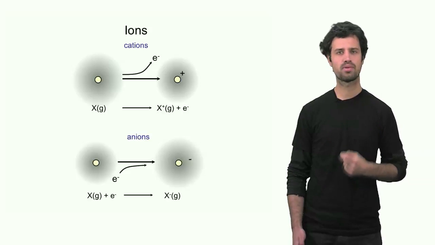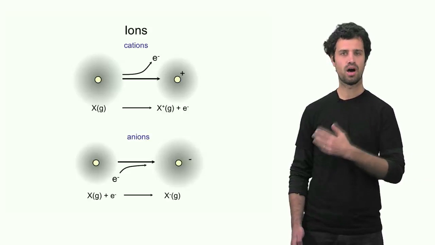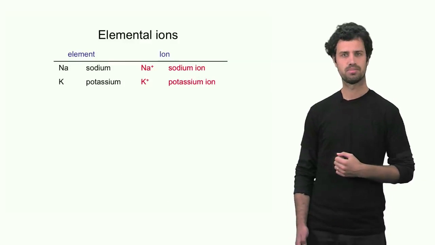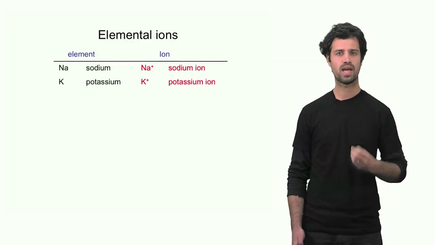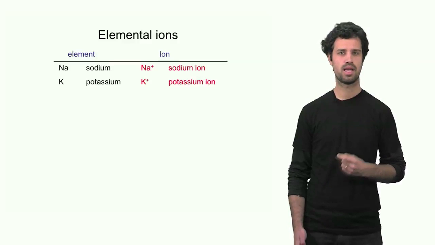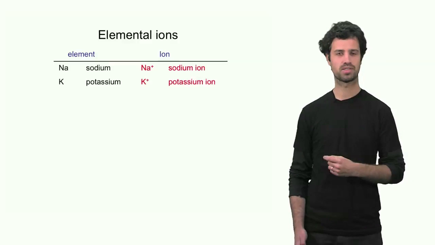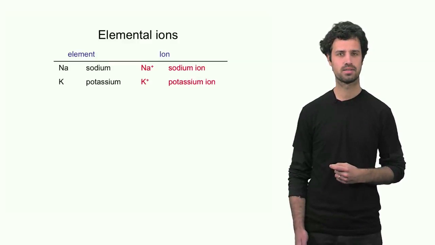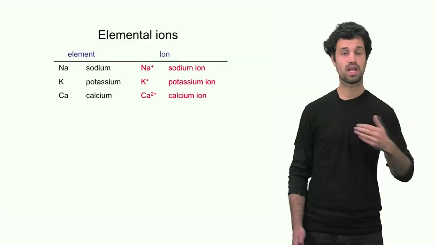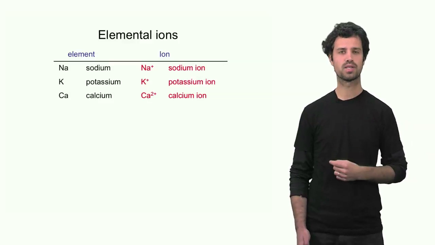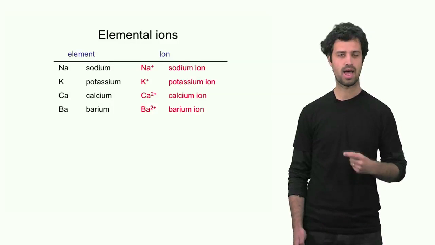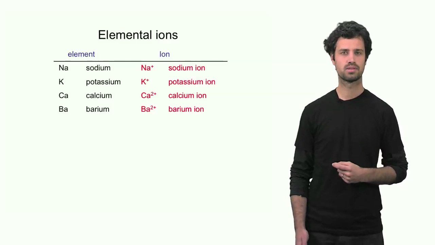Now, what is the most stable form, the ionic form of elements? Let's look at sodium and potassium. The most stable form of the ionic form of sodium is sodium plus. And for potassium, it is potassium plus. These both are cations. Calcium, however, its most stable ionic form, is calcium 2 plus. And barium also exists in its ionic form as barium 2 plus.